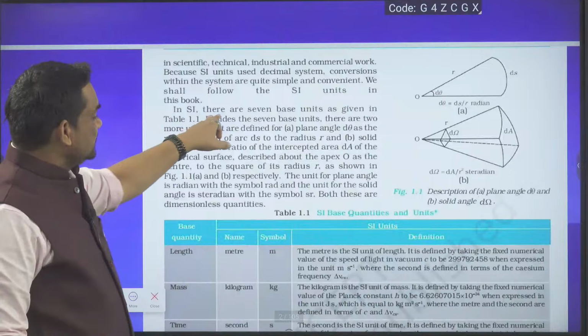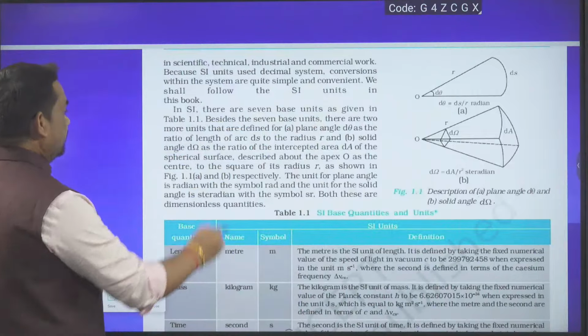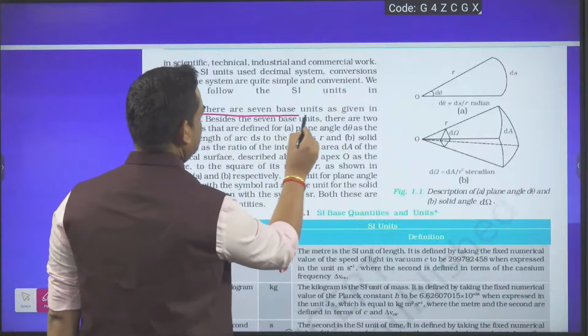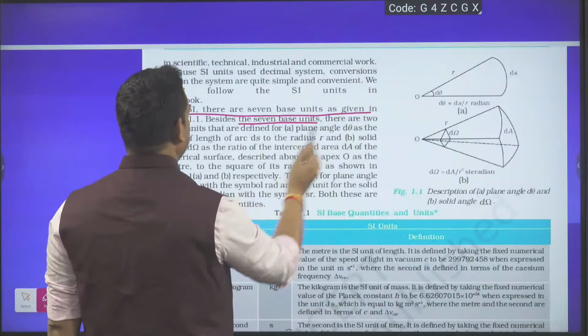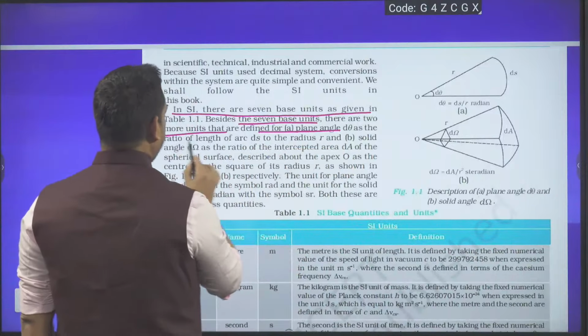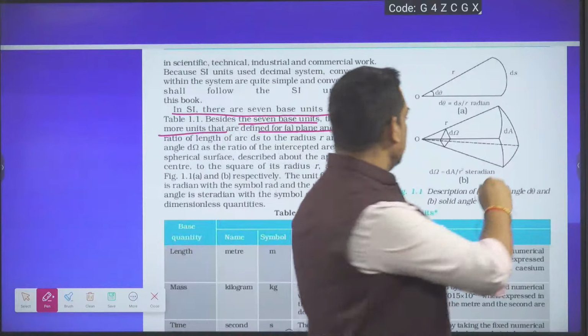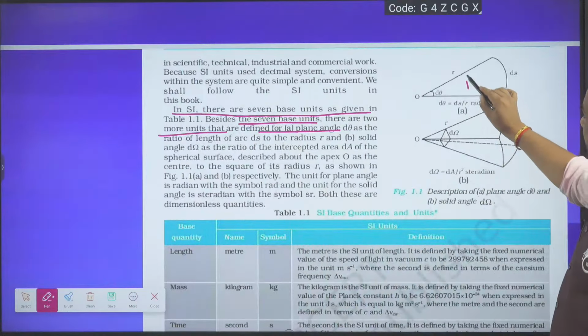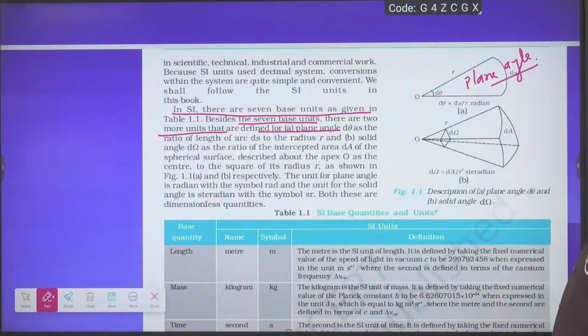Now in SI there are 7 base units, as given in the table. Beside the 7 base units, there are 2 more units that are defined for plane angle as well as solid angle basically. This is your plane angle, and this plane angle we write simply as arc by radius, and this one is known as your solid angle.